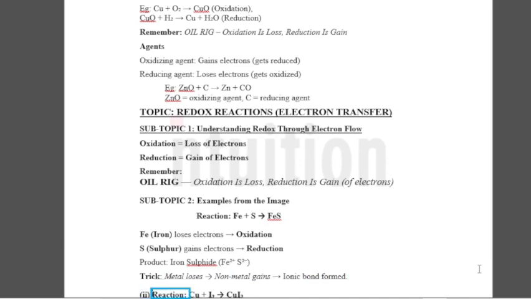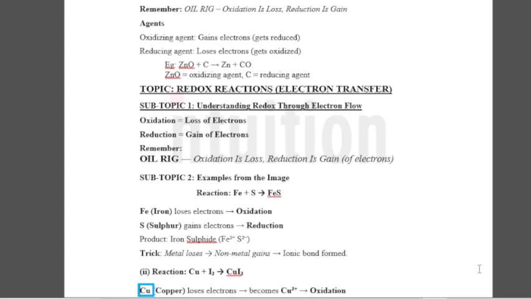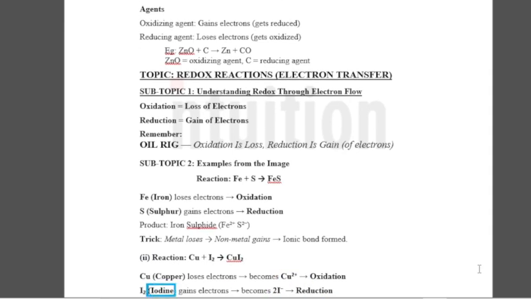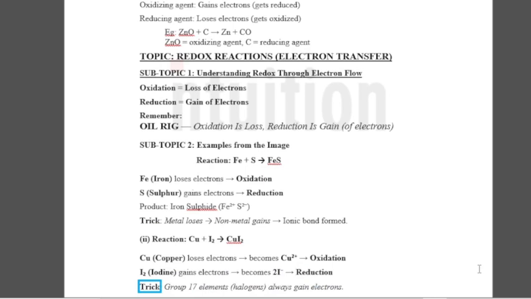Reaction 2: Cu + I2 → CuI2. Copper loses electrons and becomes Cu²⁺: oxidation. Iodine gains electrons and becomes 2I⁻: reduction. Trick: group 17 elements, the halogens, always gain electrons.